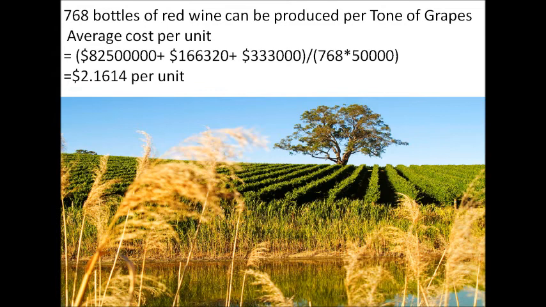768 bottles of red wine can be produced per ton of grapes. There are 50,000 tons of grapes per year, so I take 768 bottles times 50,000 tons of grapes, and I get the total bottles of red wine that can be produced per year. The average cost per unit is the sum of the direct material, direct labor, and manufacturing overhead divided by the total bottles that can be produced per year, so I get $2.1614 per unit.